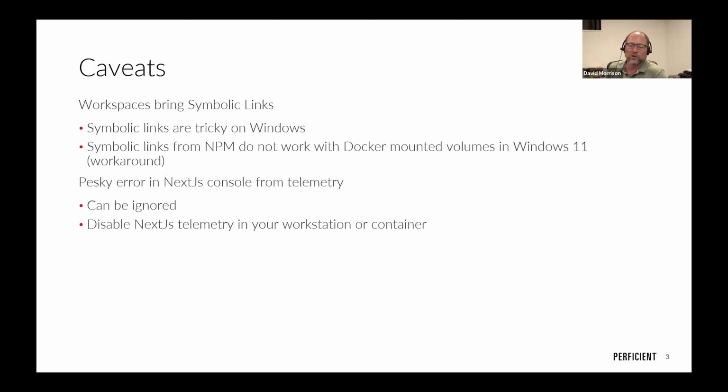The main one I try to point out to everyone is that once you start talking about Workspaces with Node.js, you have to understand that deep down it's using symbolic links. And if you're not aware, on Windows, symbolic links can be kind of tricky. We also ran into a new bug in Windows 11 where symbolic links from NPM do not work in mounted volumes in Node.